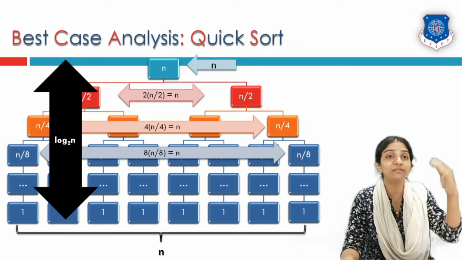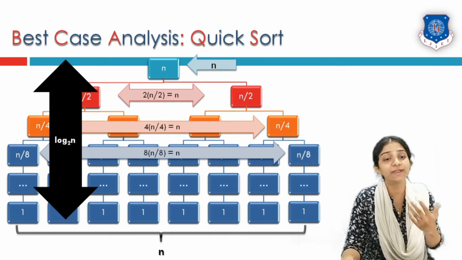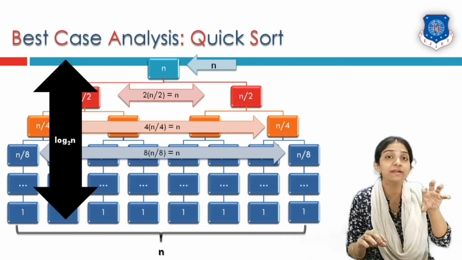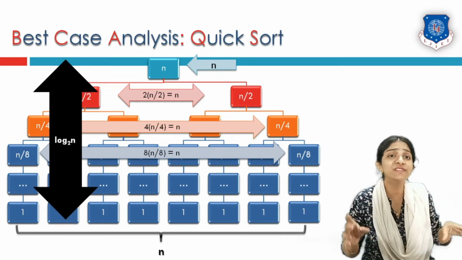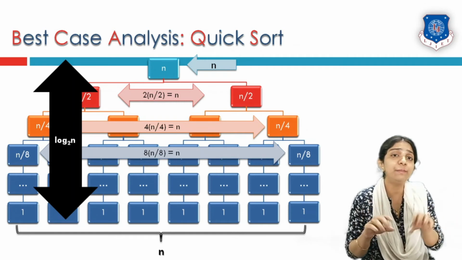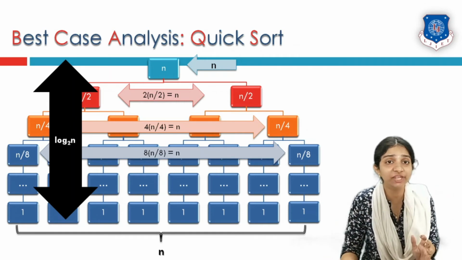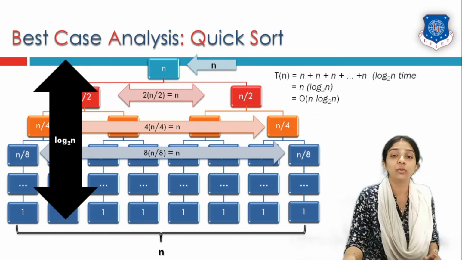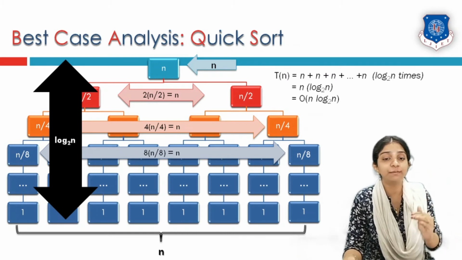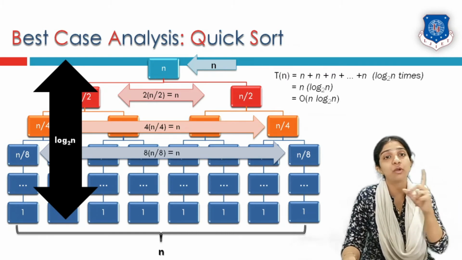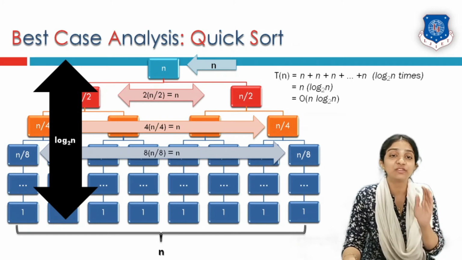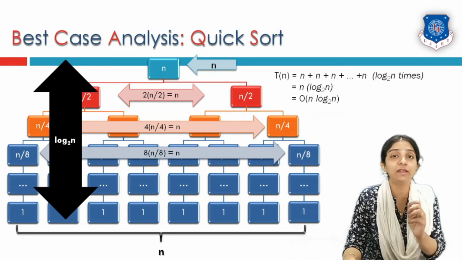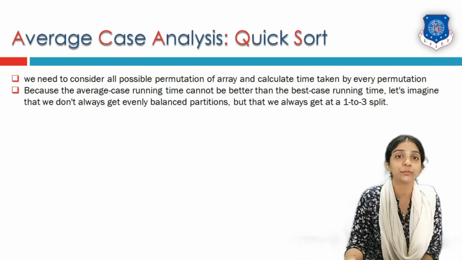So how many levels will be generated? n steps are executed, but how many times? When we divide a node always into 2 and then again any parent into 2, that is a complete binary tree, and the height will be log of n to the base 2. So total n plus n plus n plus n, how many times? Log of n to the base 2 times. So the complexity of quicksort in the best case is n log n to the base 2.